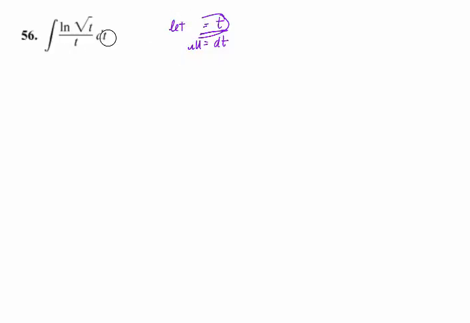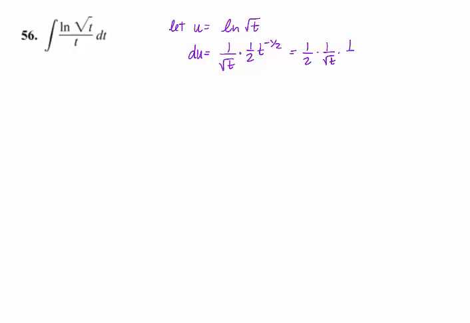What if we let u be the whole natural log of the square root of t? Then the derivative of u is 1 over the square root of t times the derivative of the square root of t, which is 1/2 t to the minus 1/2. So that's 1/2 times 1 over the square root of t times 1 over the square root of t, which is 1 over 2t dt. And we actually kind of have that.